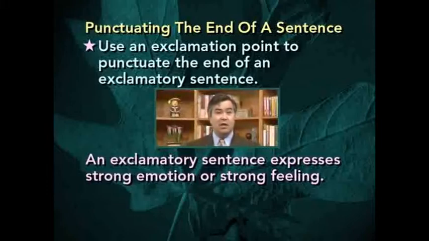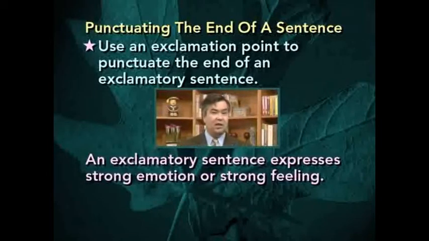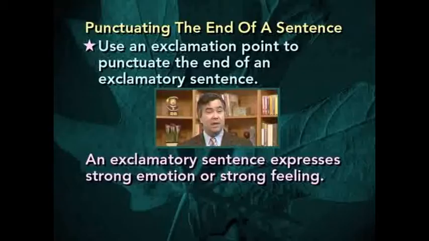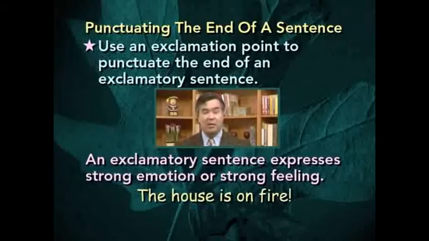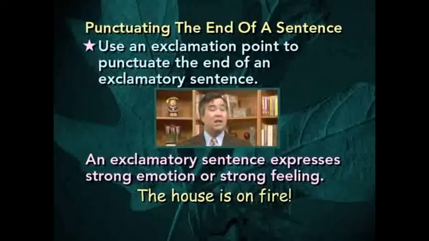That tells the reader, this sentence has just expressed something that is very important with a great sense of urgency attached to it, and therefore you need to pay close attention to what it says. When you end a sentence with an exclamation point, you're telling the reader, pay attention. Here are a couple of examples of exclamatory sentences. The house is on fire! There's a message that, of course, contains a great deal of emotion and urgency, and it's appropriate to end it with an exclamation point. That's an exclamatory sentence.